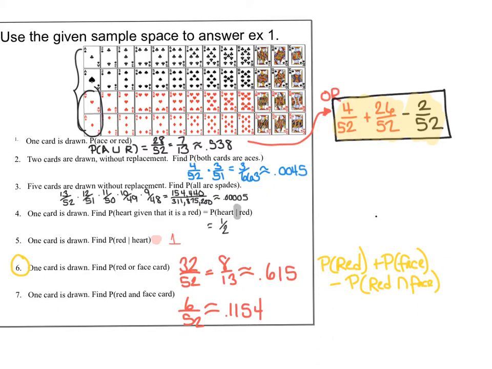Probability of a red is 26 out of 52, plus the probability of a face card. There are 12 face cards, and then you subtract the intersection. The probability of red and face would be minus 6 out of 52. But like I said, I think this is so much easier how we did it before. Just look at your sample space if you have it.